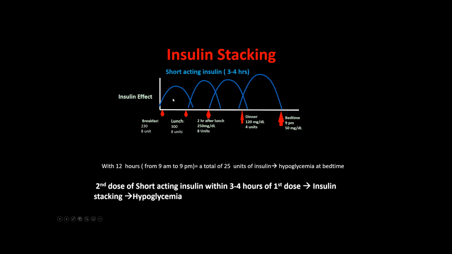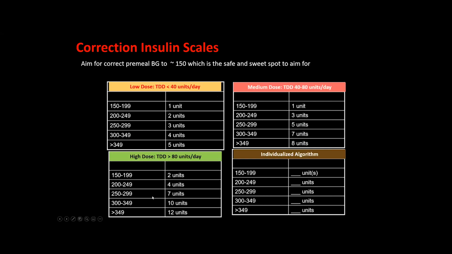So that means before the duration of action of the first insulin resolved, the patient got the second insulin. It is called insulin stacking. It adds up. So it is very important not to give a short-acting insulin within 3 to 4 hours of the first dose. If you do that, at some point you will overshoot, and then it will cause hypoglycemia. So you can have this kind of insulin stacking by giving the scale alone repeatedly.